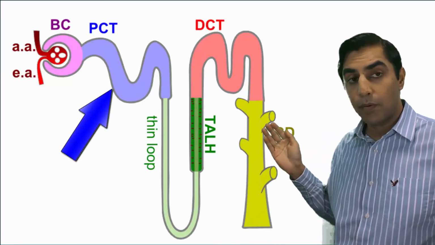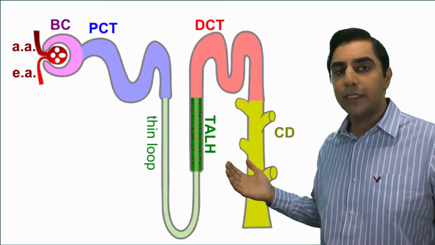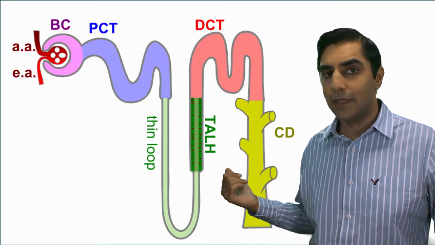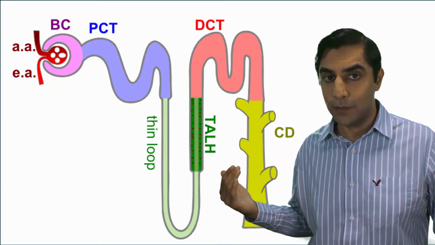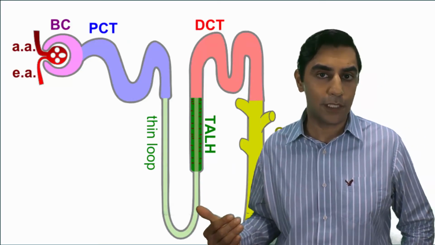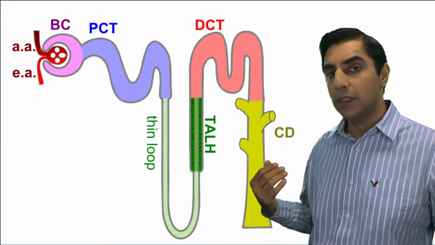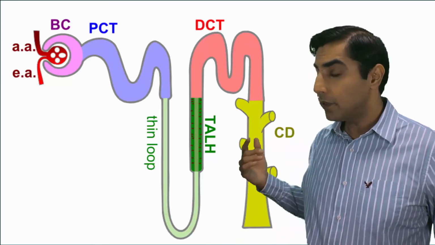We have the proximal convoluted tubule, the distal convoluted tubule, and the reason the proximal convoluted tubule and the distal convoluted tubule are both convoluted tubules is to increase the surface area, which usually means increasing surface area for transport processes, specifically in this case, reabsorption. We then also have the loop of Henle.